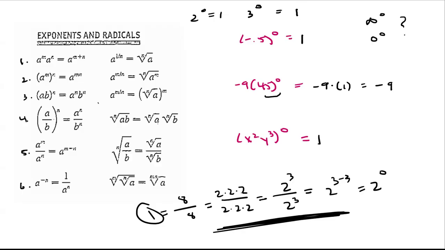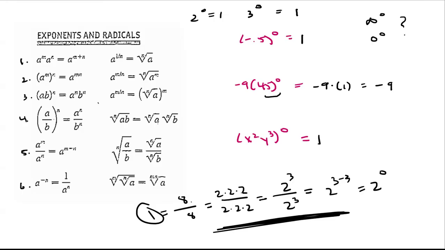Those we don't know. Okay? So here I showed why that is the case. If you have 2 to the third divided by 2 to the third, if you expand 2 to the third, it's 2 times 2 times 2. Okay? Which gives you 8. And the denominator, same thing. Well, 8 divided by 8 is 1.